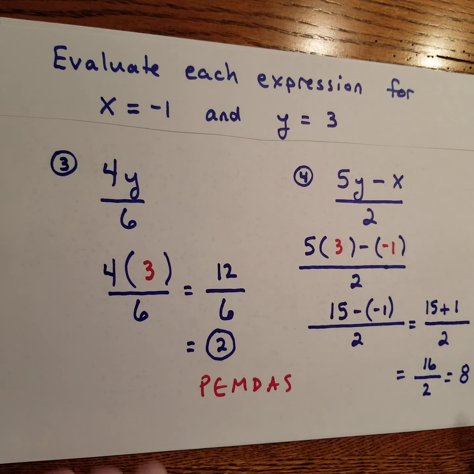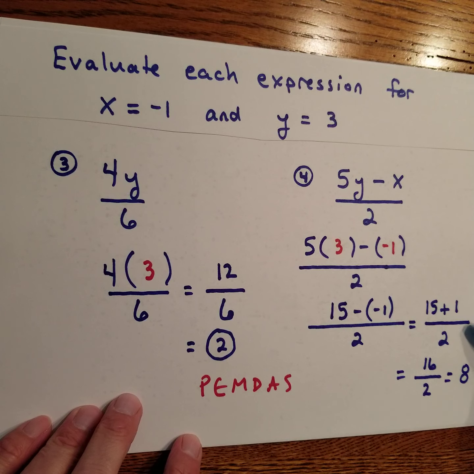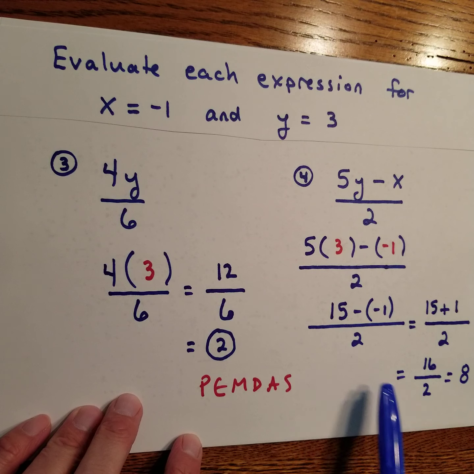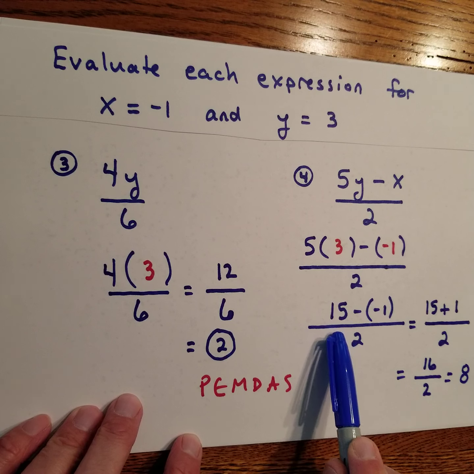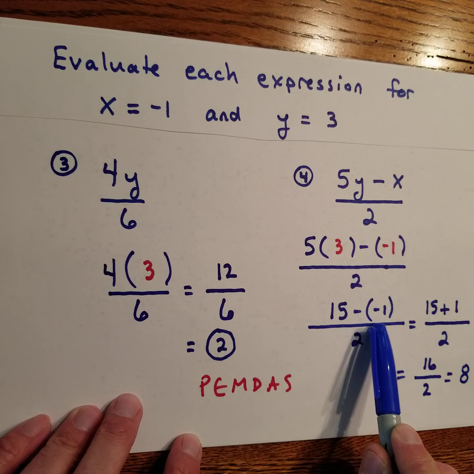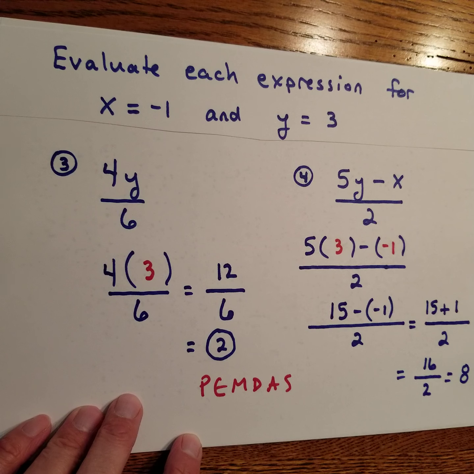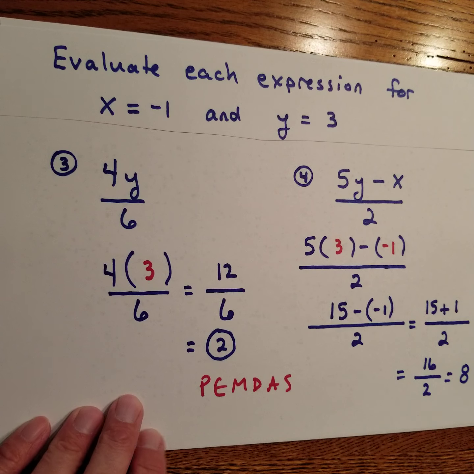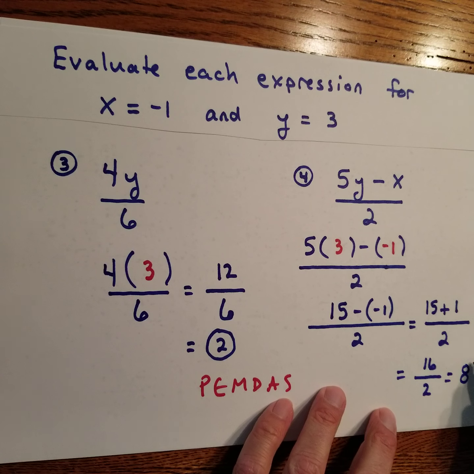I know that some of you are going to leave this step out. You're going to go from here to here because you know 15 minus -1 is just the same as 15 plus 1. Okay to leave that step out. That's just fine. Let me circle my final answer.